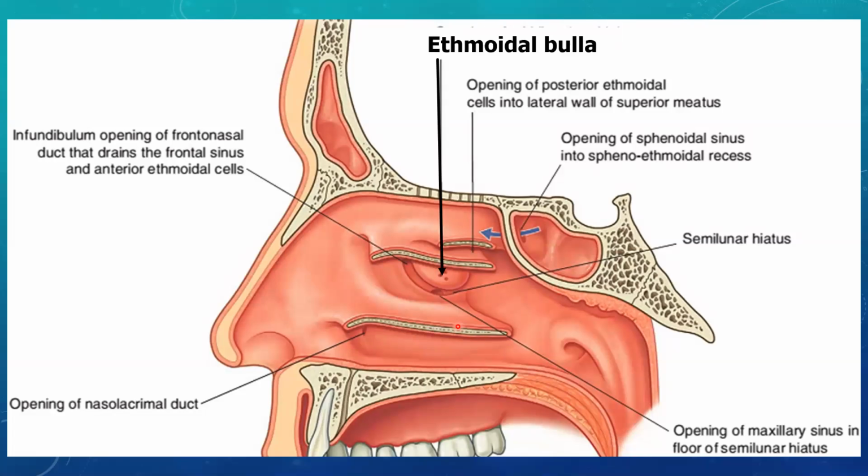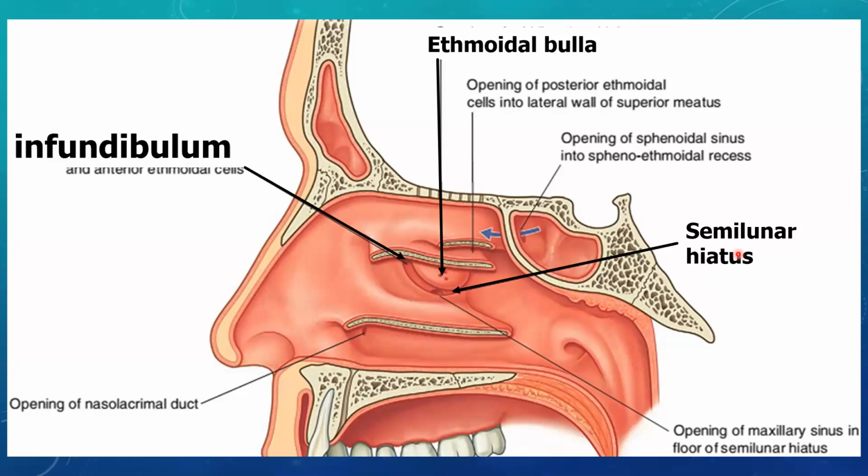Okay, so what have we done here? We have cut the different concha. You can see the superior concha has been cut, the middle concha has been cut, and the inferior concha has been cut. You can see in the middle meatus, this elevation is known as the ethmoidal bulla. Below this, there is a depression known as the semilunar hiatus, a semilunar groove. And in front, this part is known as the infundibulum.